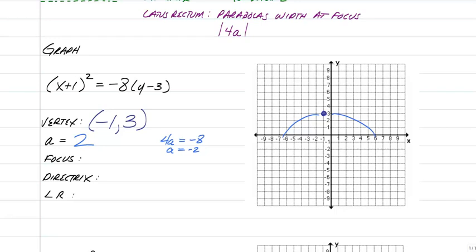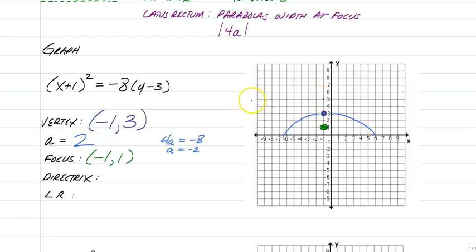Let's go find our focus. Our focus is 2 away from the vertex. That is down inside of the parabola. So we are going to go down 2, and we're going to put a focus. That is at -1, 1. And our directrix is outside of the parabola. So we have to go 2 above.